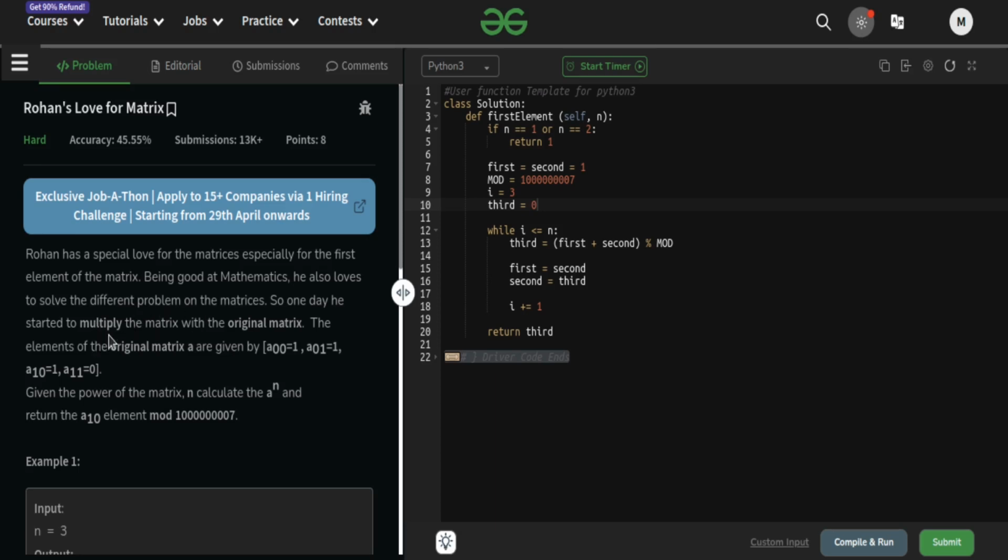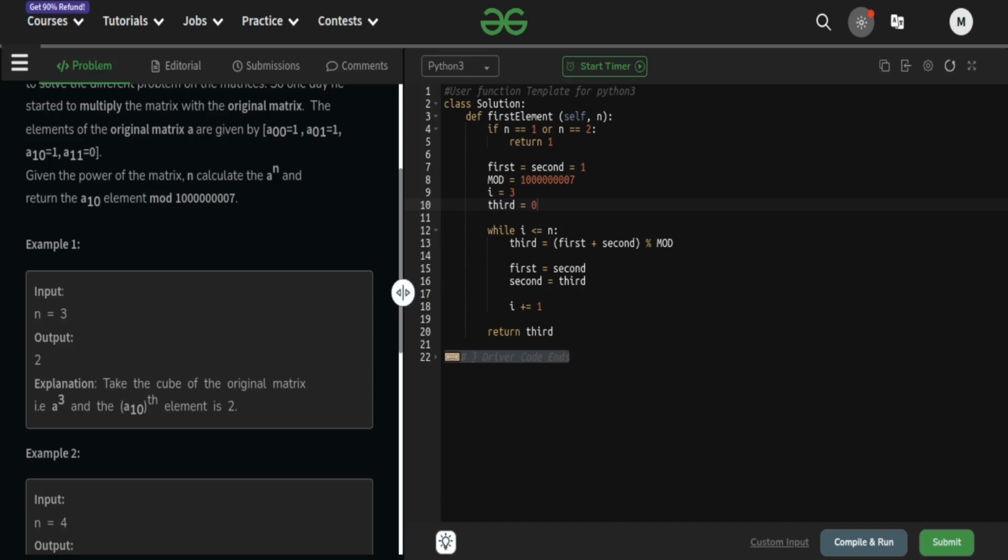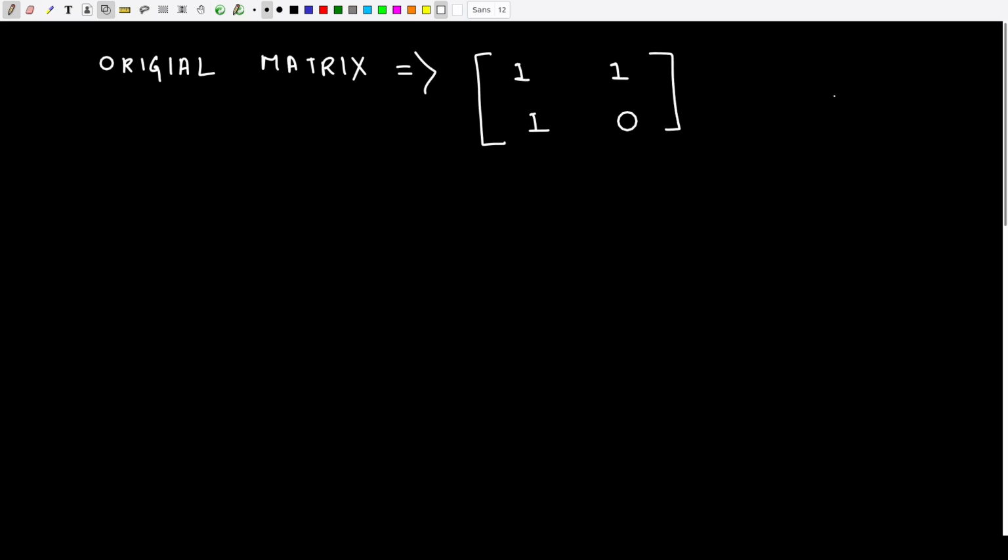So one day he started to multiply the matrix with the original matrix. The elements of the original matrix are given by 1, 1, 1 and 0. Given the power of the matrix n, calculate A to the power n. So let us try to understand the problem statement with the help of an example. The original matrix which is given to us is this, and let us call this matrix as A.